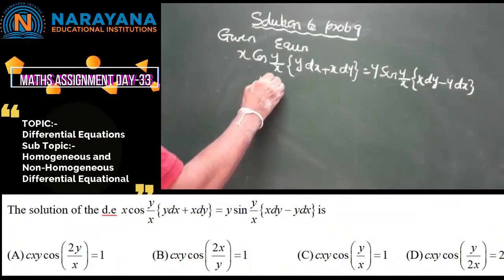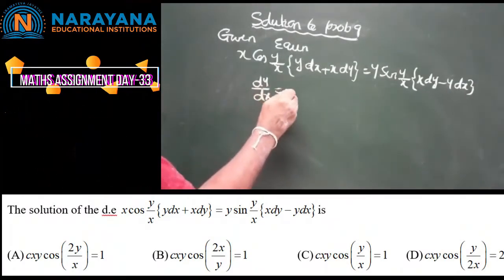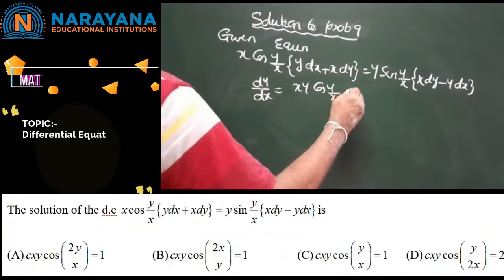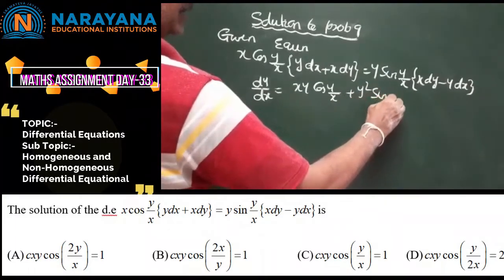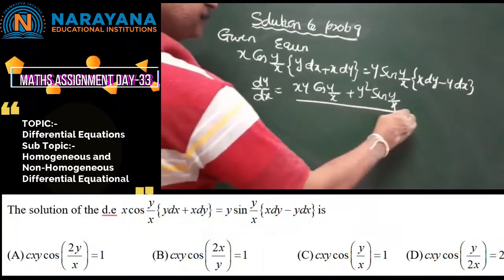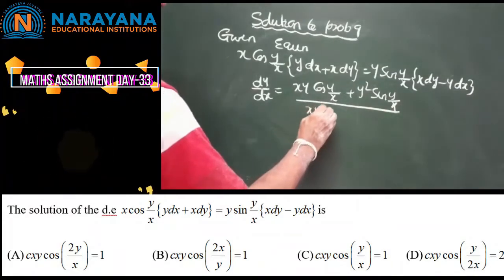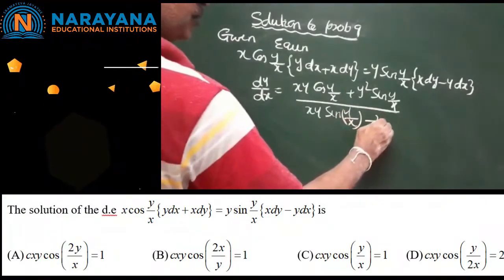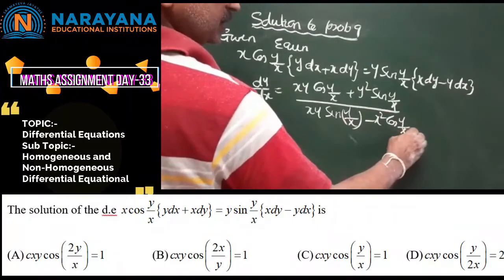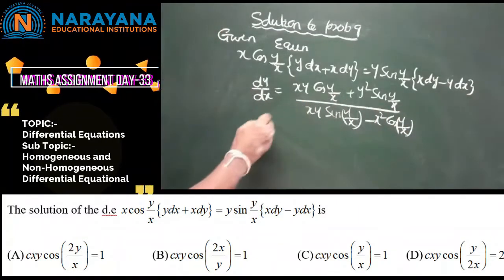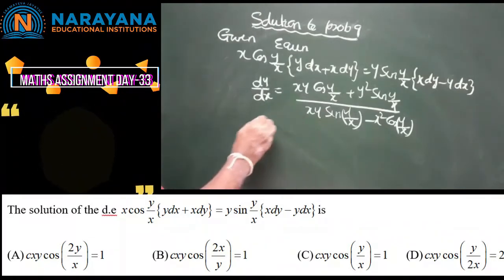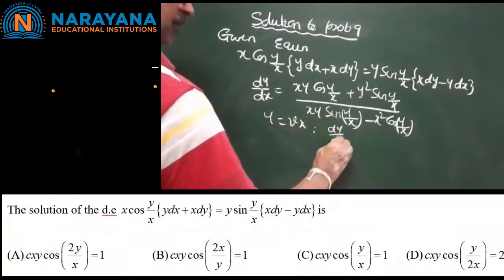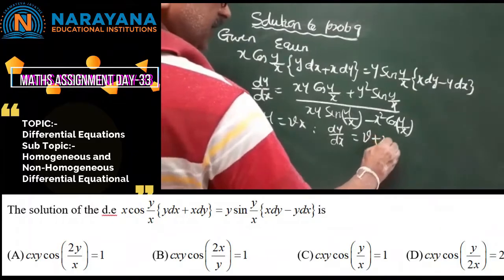we can get the differential equation in the form dy/dx is equal to (xy cos(y/x) + y² sin(y/x)) divided by (xy sin(y/x) − x² cos(y/x)). And after substituting y equal to vx, we can get, after simplification, put y equal to vx and dy/dx is equal to v + x dv/dx.